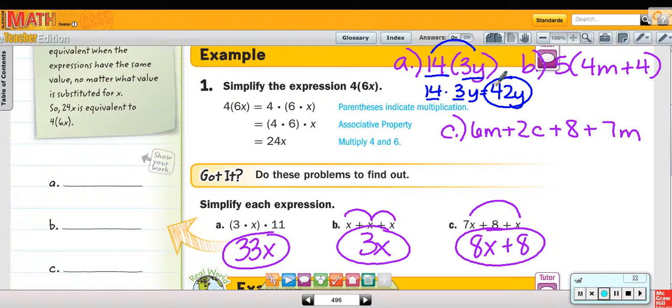Okay, look at the letter B. That's just the distributive property. We're sharing the 5 again. So 5 times 4m gives you 20m. Share the 5 times 4, we get plus 20. Can we combine these terms? No. One is a variable, one's a constant. So 20m plus 20. Look at letter C. What like terms do we have in letter C? Laurel?